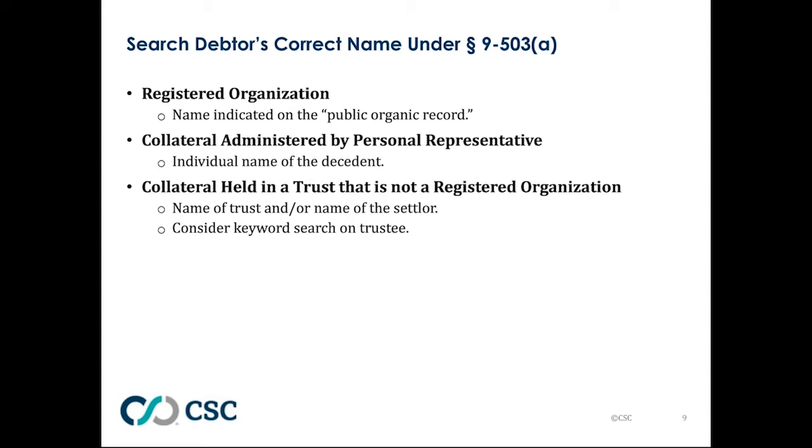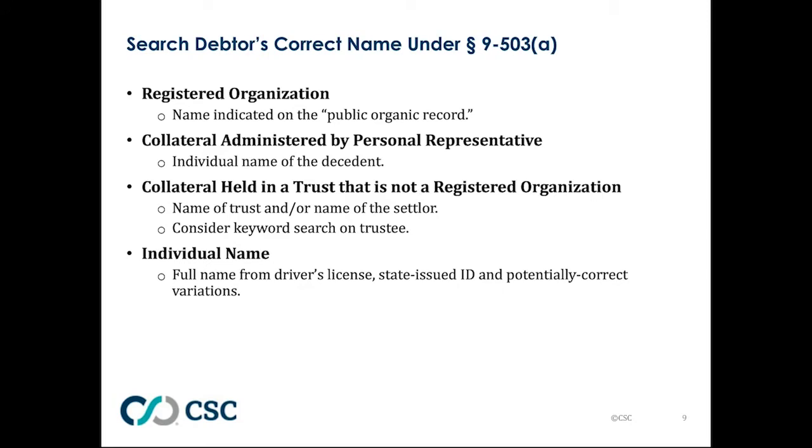If the debtor is an individual, the starting point for the name to be searched is always going to be the driver's license. If the debtor doesn't have a driver's license but has a state-issued ID, that would also be the alternative starting point. But name variations are important as well because of some inherent limitations to the use of a driver's license as the source of a debtor name. And for any other organization, the searcher should conduct due diligence and identify any potentially correct names for the organization, and then search on any names that could be correct for the entity.